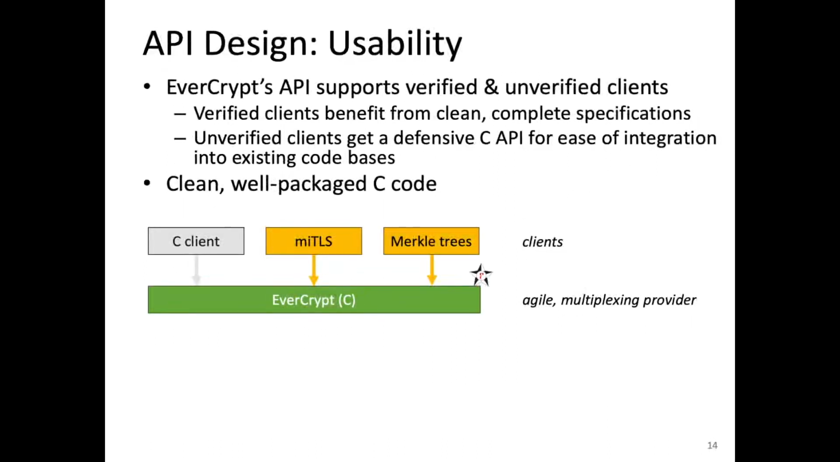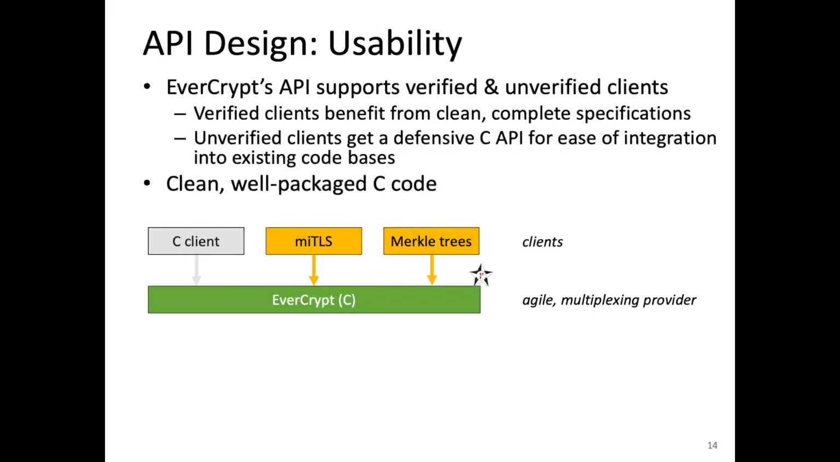In terms of usability, EverCrypt's API offers clean, fully specified APIs to verified clients. In this way, it can serve as a foundation for verified applications such as a verified Merkle tree or a fully verified TLS implementation. However, it also offers an API in C to make it easier to integrate into existing code. Instead of relying on proof-level preconditions, the C API includes defensive runtime checks to protect against developer errors.